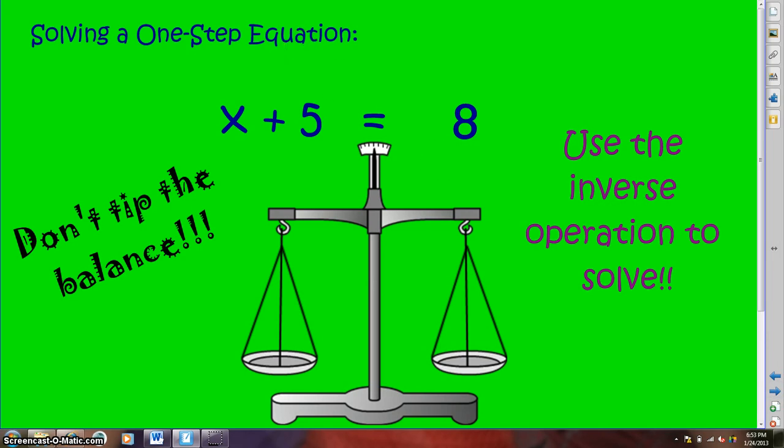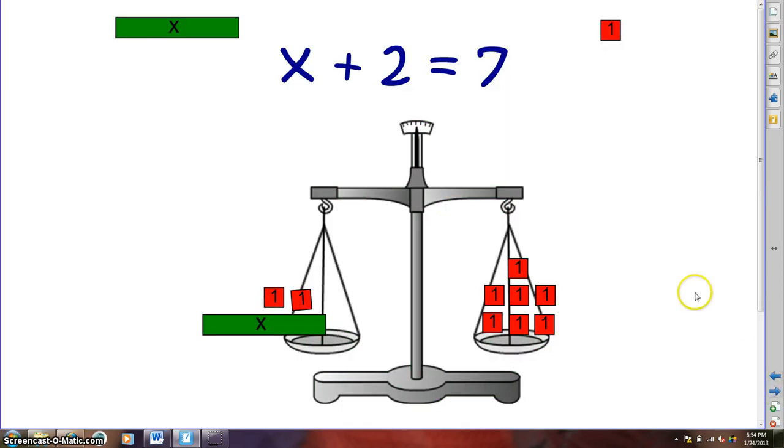When we think about it, an equation is like having a balance. We don't want to tip our balance, so if I had an equation like x plus 5 equals 8, what that says is the value of this side is the same as the value on this side. And if I look at what it would look like if I put things actually on a balance, here's my x plus my 2 equals 1, 2, 3, 4, 5, 6, 7.